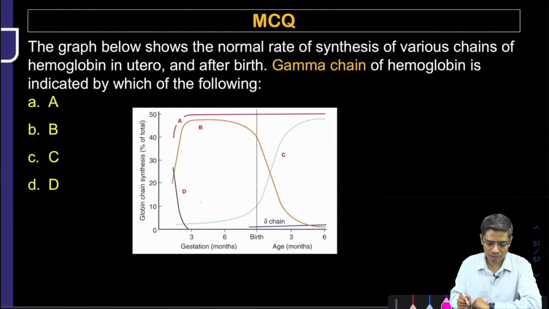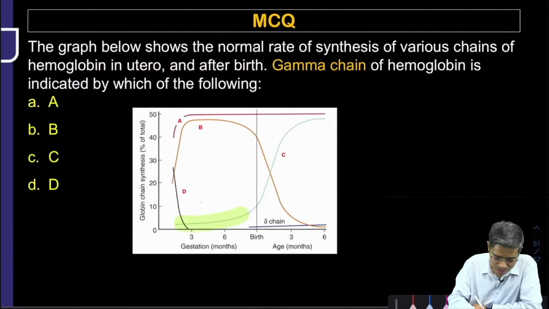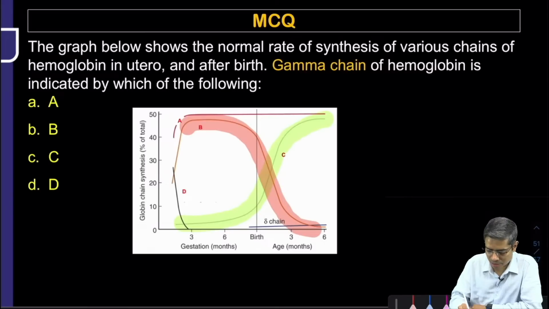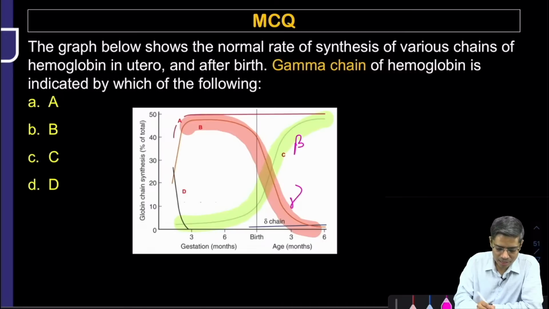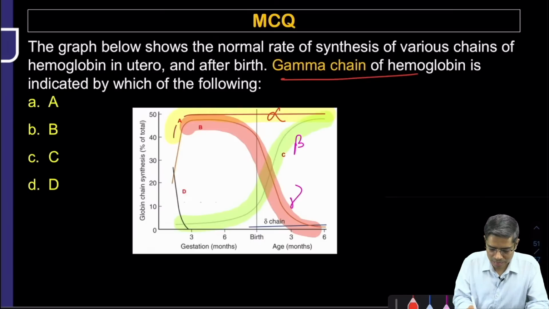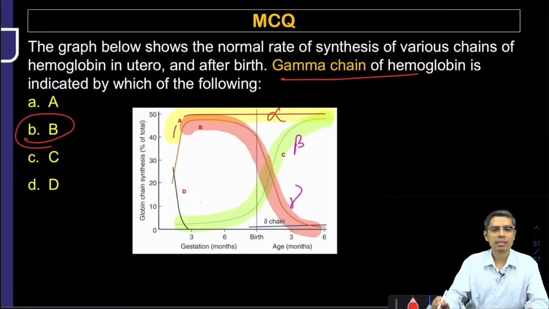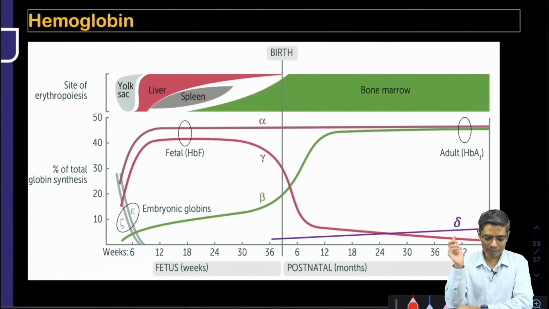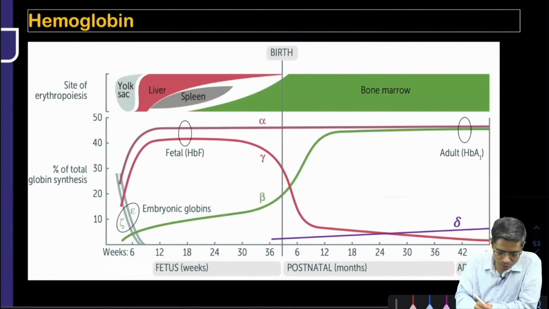Now if I go back to this diagram, I can understand that this C is rising in adult life more and more. Along with this, one chain is falling in concentration. So I can easily understand that B is the gamma chain and C is the beta chain. One chain's concentration is almost the same throughout adult life as well, so this is nothing but the alpha chain. Getting my point? So the gamma chain of hemoglobin is indicated by B. This is the actual diagram that is given.